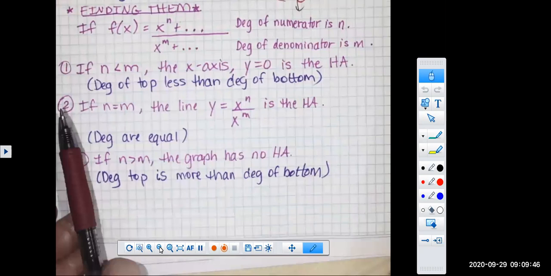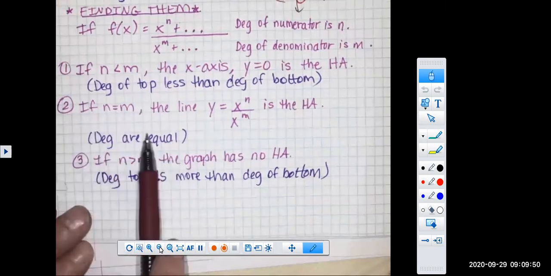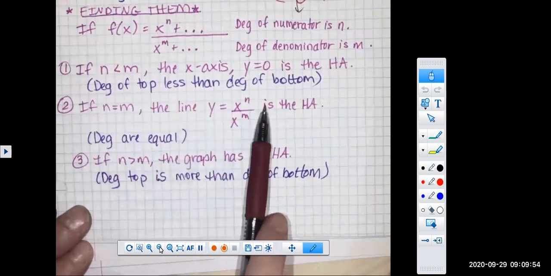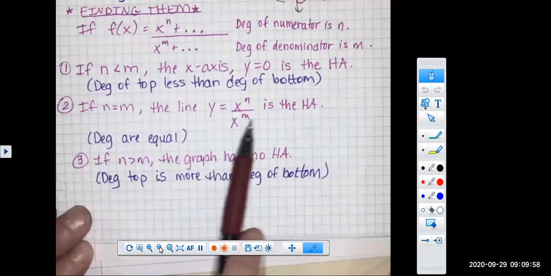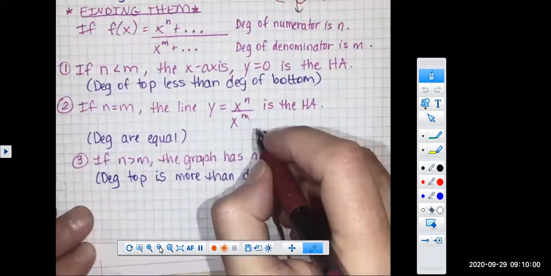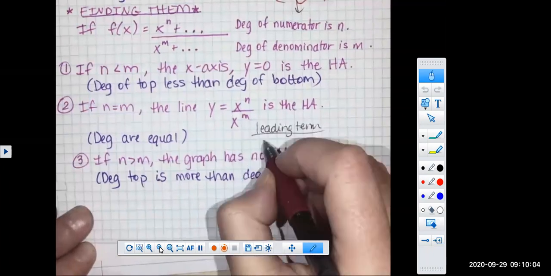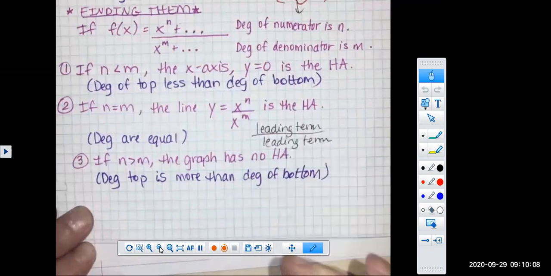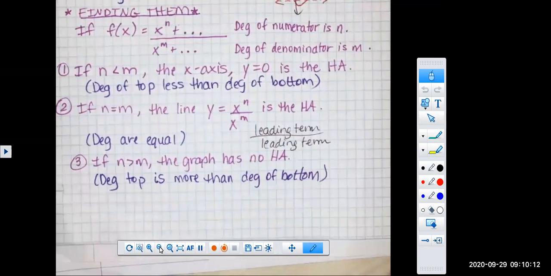Okay, when your degrees are equal, when n = m, the exponent on top and bottom are equal, the line y = x to the n over x to the m is the horizontal asymptote. And all that means is that I take my leading term on top and put it over the leading term on the bottom, and I simplify it. You'll see, like, we might have 4x squared over 2x squared becomes 2.